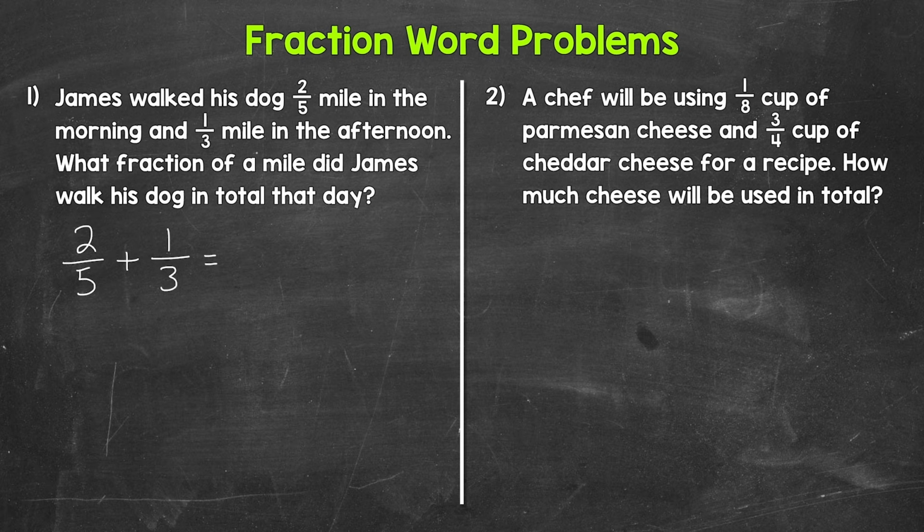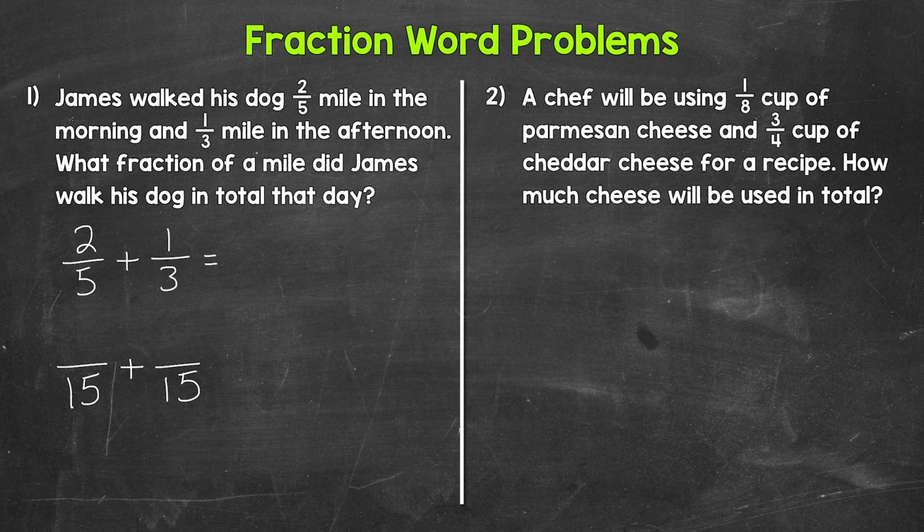Now, taking a look at this problem, we do not have a common denominator, so we need to find one in order to add. So we need a common denominator for 5 and 3 in order to add these fractions. 15 is going to be the lowest common denominator here between 5 and 3. So let's rename these fractions with that common denominator of 15.